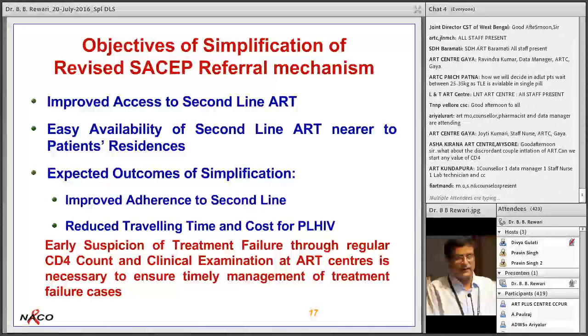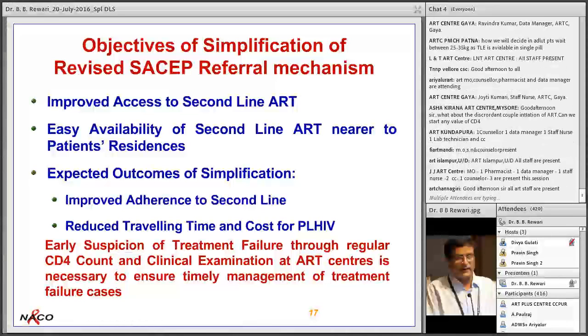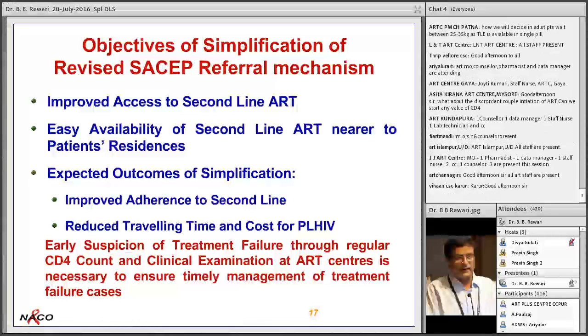What I was saying is that we are not getting patients timely referred to the COE ART plus center for various reasons. The initial reason was distance to COEs. So we expanded ART plus centers to each state. Now we have expanded them to 100 centers providing second line ART. But still people were not being referred in time.